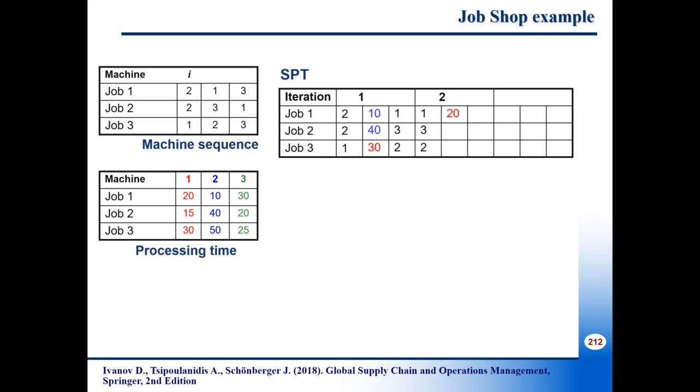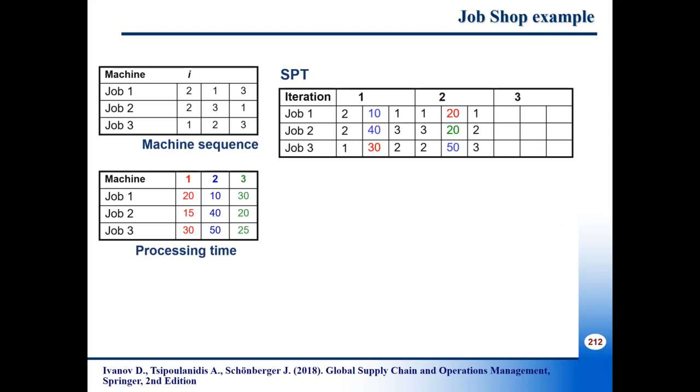And what about job number 2? To be processed by machine number 3, and it needs 20 minutes. Also, job number 3 needs 50 minutes to be processed by machine number 2. And therefore, the first rank goes to job number 1, the second rank goes to job number 2, and finally job number 3 is the lowest rank.